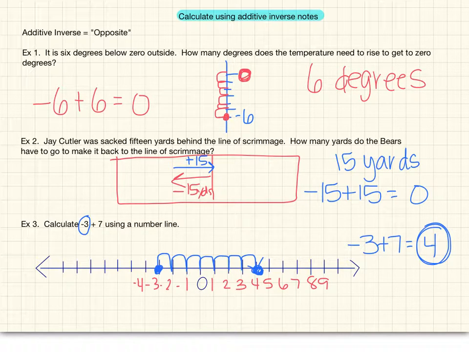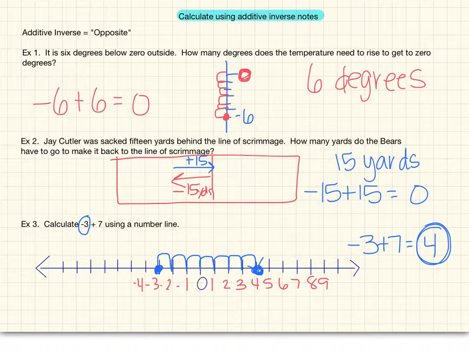And if we're adding a positive number, we're going to go to the right that many units. And if we're adding a negative number, we would go to the left that many units. So in this case, -3, we bump 7 units to the right, and we get to a +4.